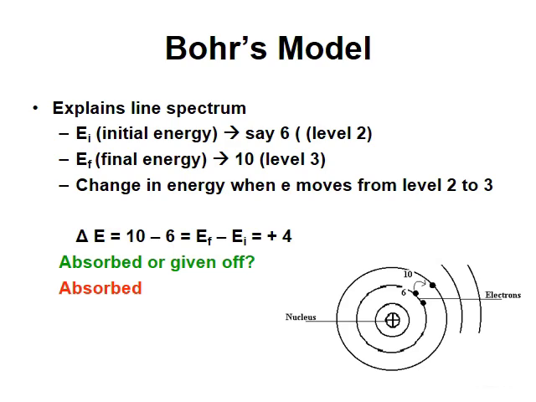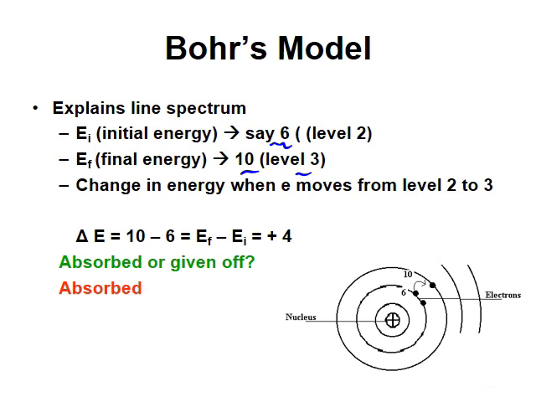To explain it further, let's assume that level 2 has energy 6. Again, these are some numbers that I came up with so that I can better explain. And let's assume that level 3 has 10 units of energy. That means whenever you have an electron in level 2, that electron must have 6 units of energy. If you have an electron in level 3, it must have 10 units of energy.